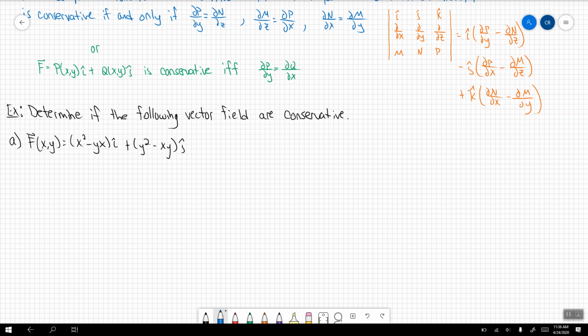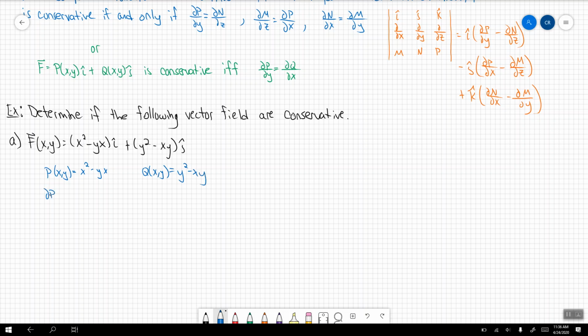I'm going to be working with this first piece. My first function is going to be P, and P of x, y is equal to x squared minus yx. I'm going to label Q of x, y, this function, to be y squared minus xy.